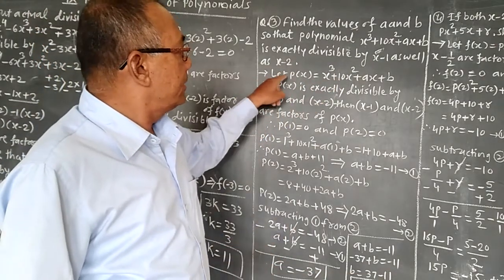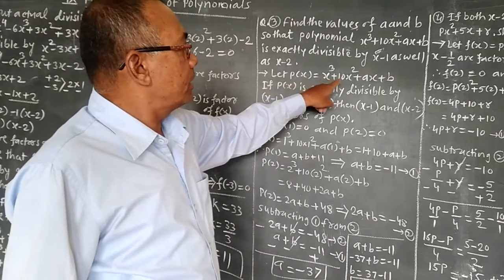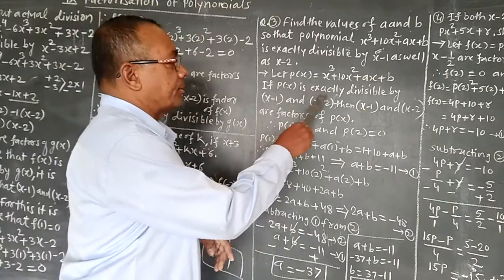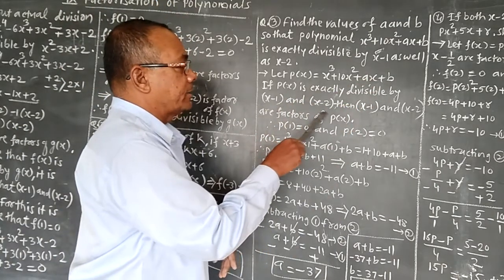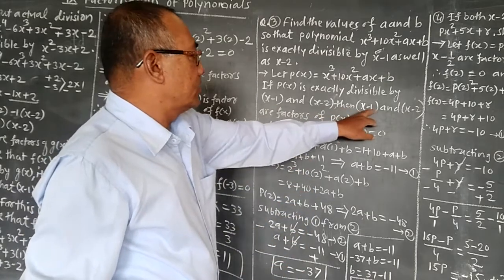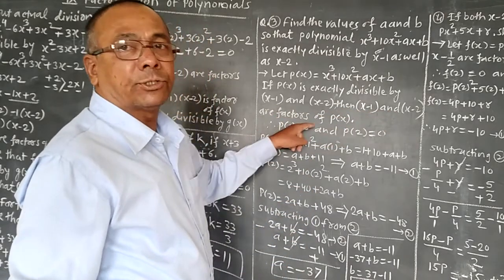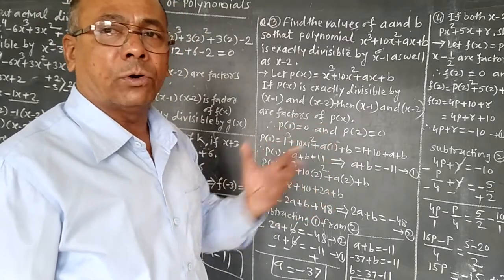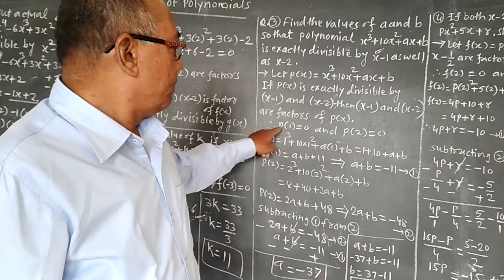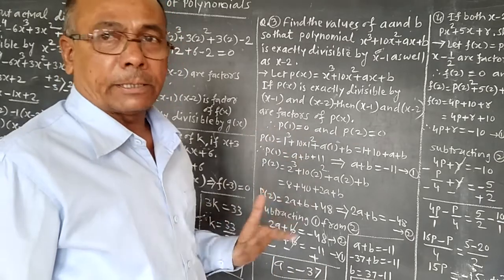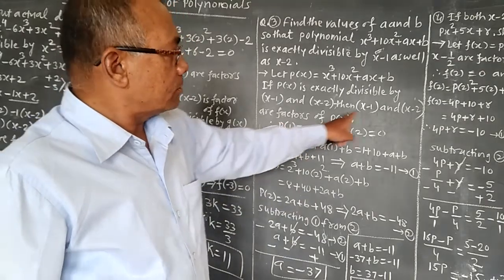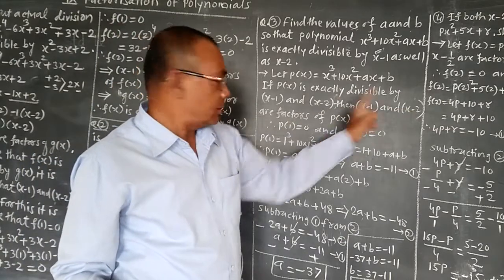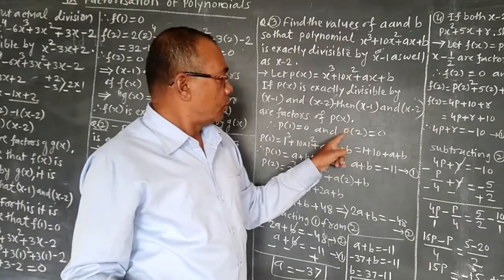So let p(x) is equal to x cube plus 10x square plus ax plus b, and now p(x) is exactly divisible by x minus 1 and x minus 2. Then x minus 1 and x minus 2 are factors of p(x). They are perfectly divisible, and therefore they are factors. Now if they are factors, then p(1) is equal to 0 because minus 1 is there, so we have taken 1. Here minus 2 is there, so p(2) is 0.